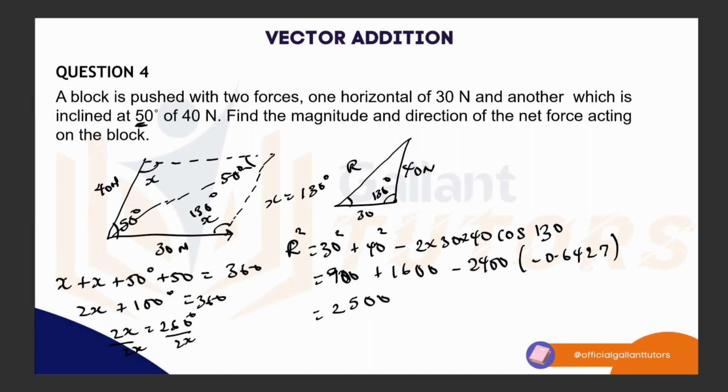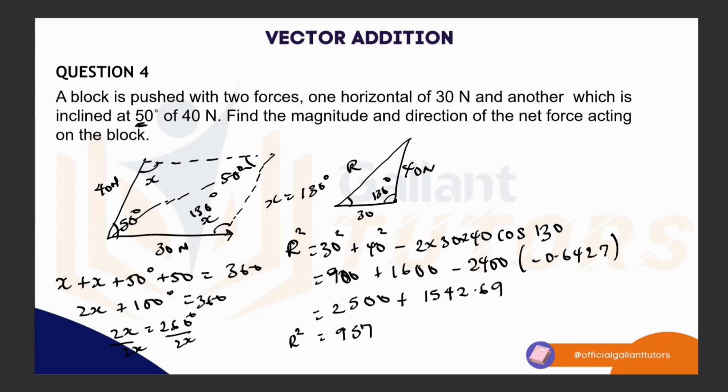2,500. Alright, is that clear? So this angle times 2,400 will give us what? Remember, this is negative, so here we become what? Positive. So we have 1,542.69. So add this to 2,500. What do you get as answer?